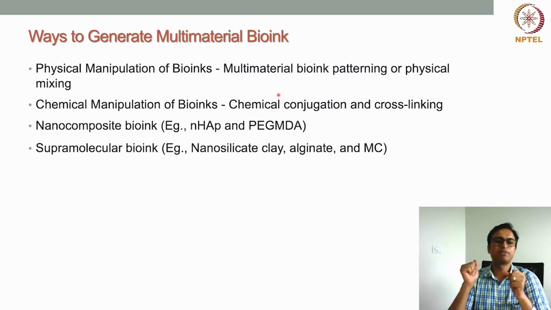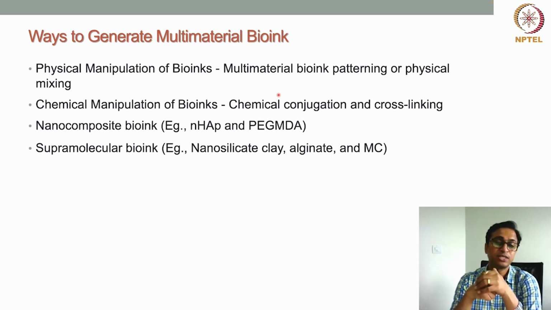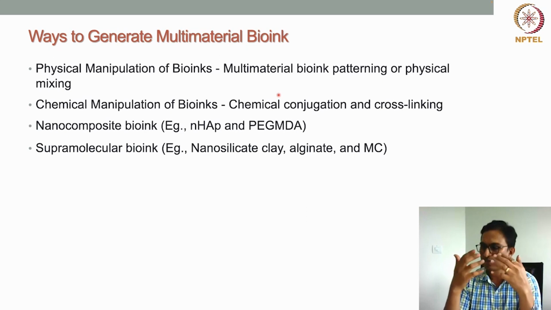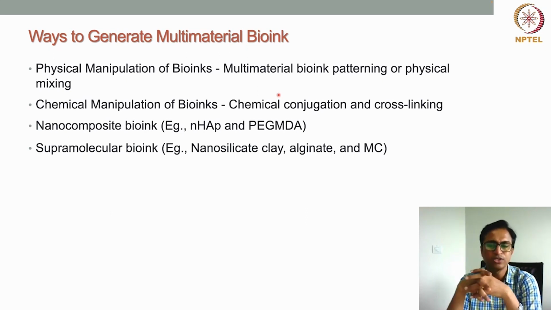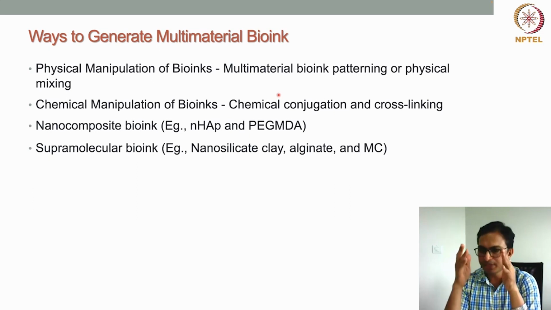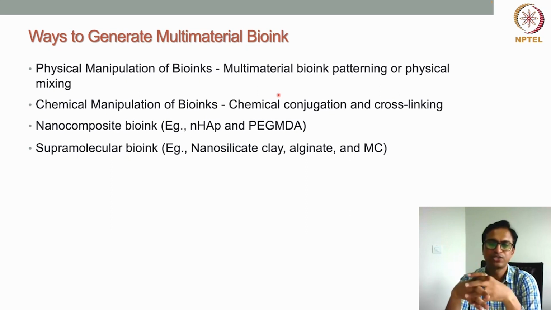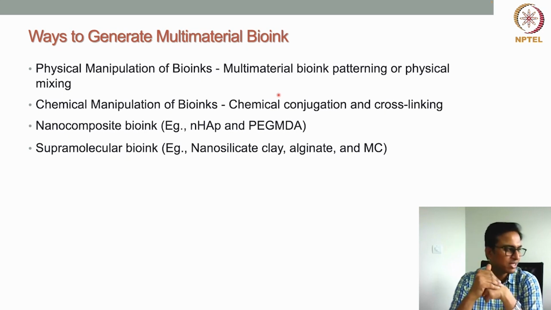The next is chemical manipulation of bioinks. Chemical manipulation of bioinks is mainly chemical conjugation and cross-linking of different bioink components. Suppose we use more than one type of bioink, hydrogel, or polymer together, then we can have certain chemical reactions between the components, either chemical conjugation or cross-linking, so that the bioink can be further stabilized.